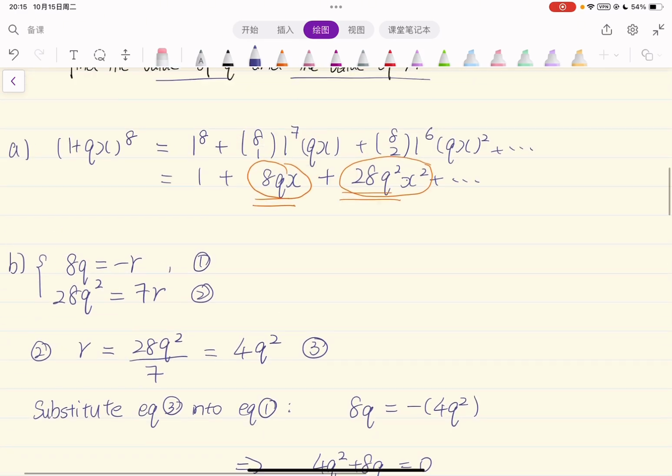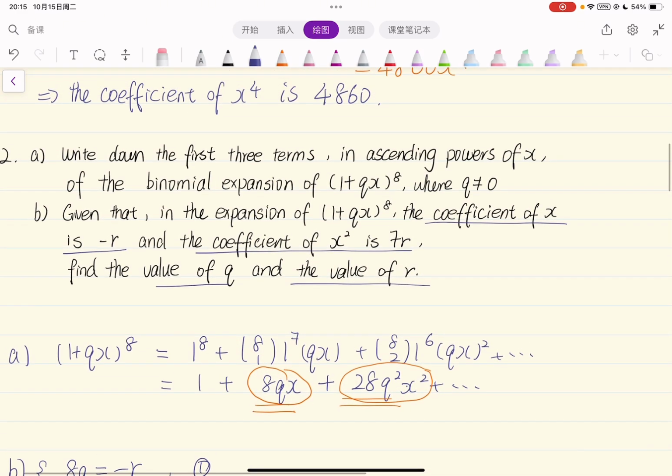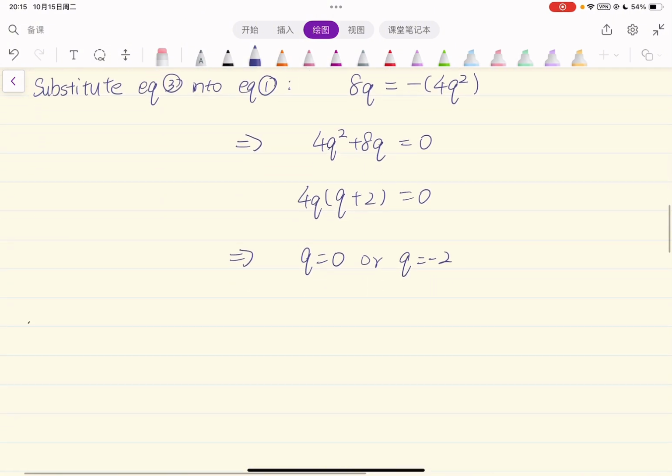Since the question said that q does not equal 0, so we have the answer. Since q does not equal 0, then q equals minus 2.